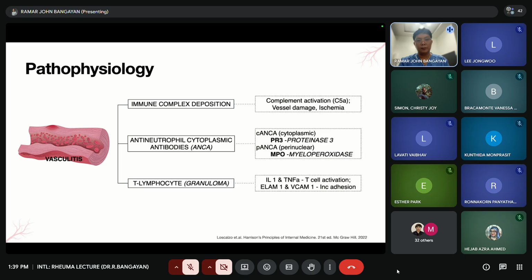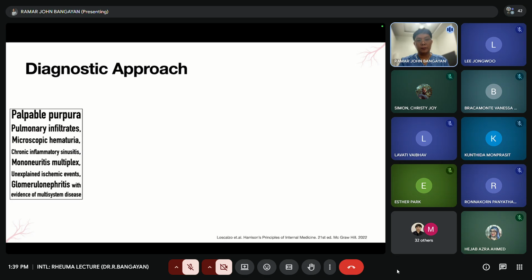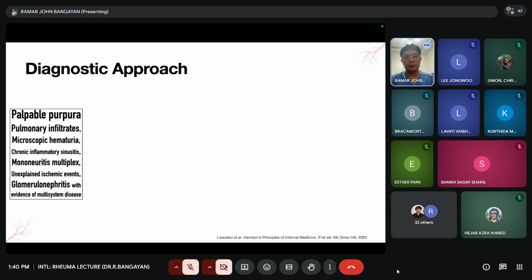Now, how about T lymphocytes? So this is related to the activation of your inflammatory cells, as indicated on the screen, because of inflammation. Now, what are the symptoms? So most of the vasculitis, are you familiar with palpable purpura? Anyone? Are you all familiar? Or have you heard of palpable purpura? We make sure that you know what palpable purpura is.